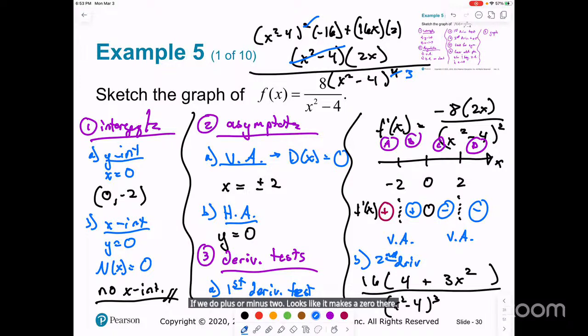So then our critical values for the second derivative, our candidates would be plus or minus 2. We would have to do the test like we did. Like if we choose -3 into the second derivative, that's going to be positive. We're going to get a positive.